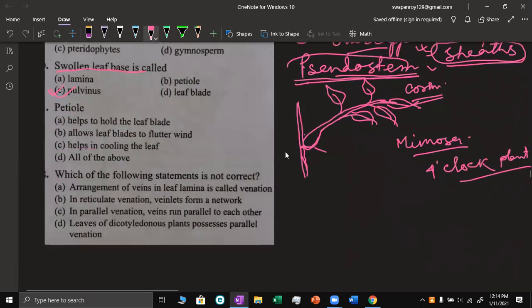So in this, the leaf base is swollen. So this is known as the pulvinous leaf base. This is the technical term.